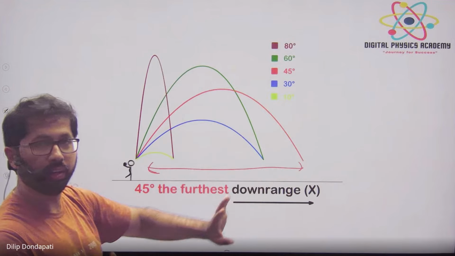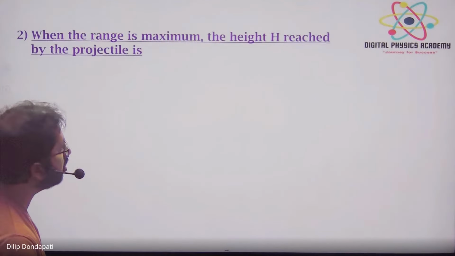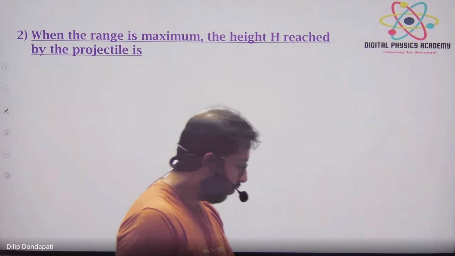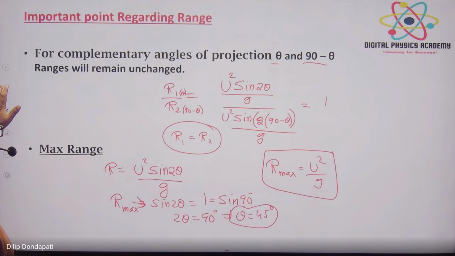ऐसा. Okay. Next. When the range is maximum, the height reached by the projectile. Find करो maximum height. When range is maximum. Sir, can you go back for a second? ये वाला? Yeah, sir, 1 second.